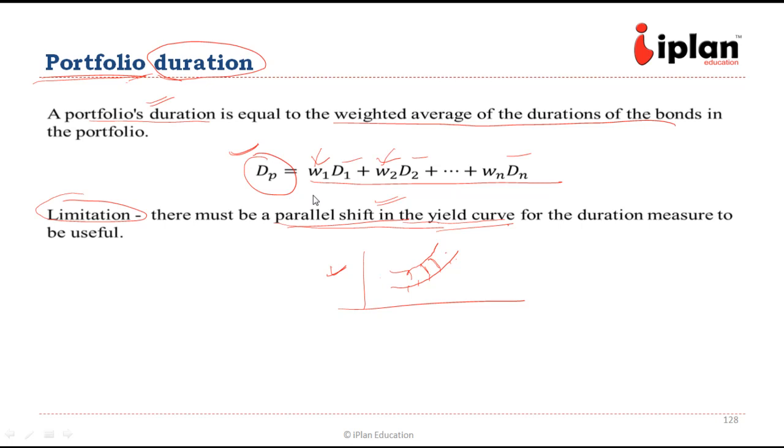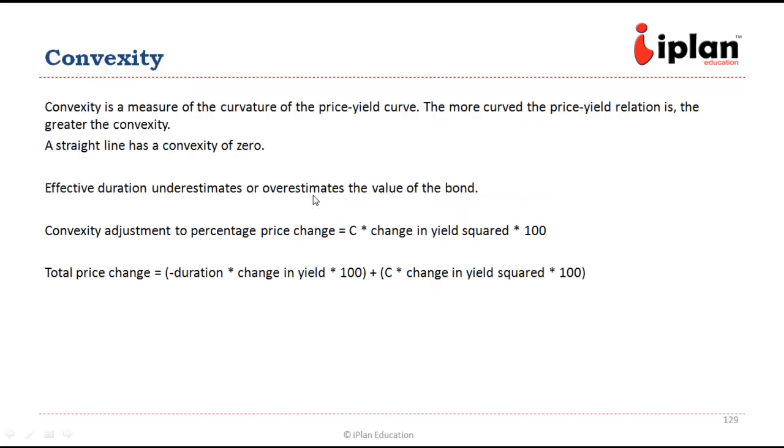Now let us move to the next parameter, which is the convexity. As we have already seen, convexity is the second derivative of the price, or it is the change in the duration per unit change in the interest rate. So it is a measure of curvature. That is another way of saying it. It is a measure of curvature of the price-yield curve. So the more curved it is, the more is the convexity. Convexity of a straight line is zero.